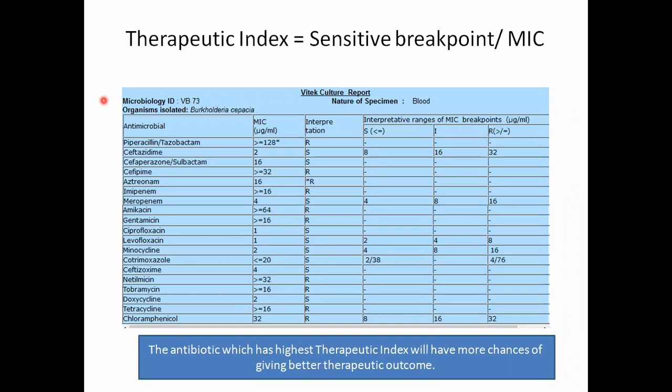I hope I am clear on this. Yes, sir. Can we move on? Yes. As we're running short of time, I think in another 5 minutes we're going to stop, and the rest of the discussion we'll have in the next session.